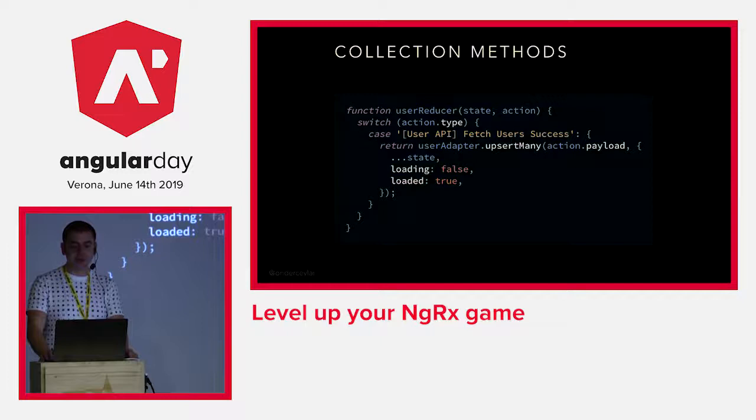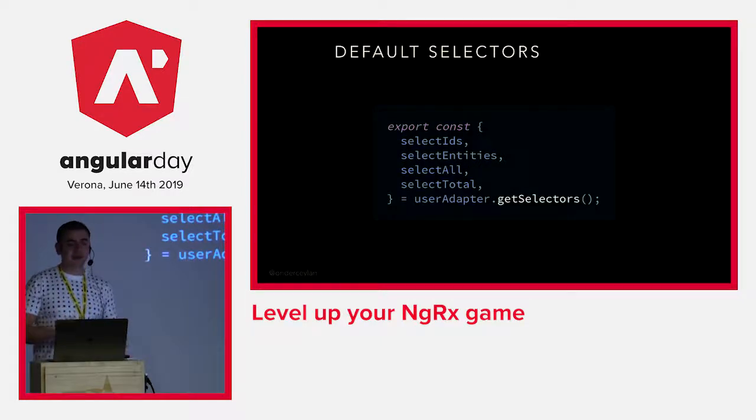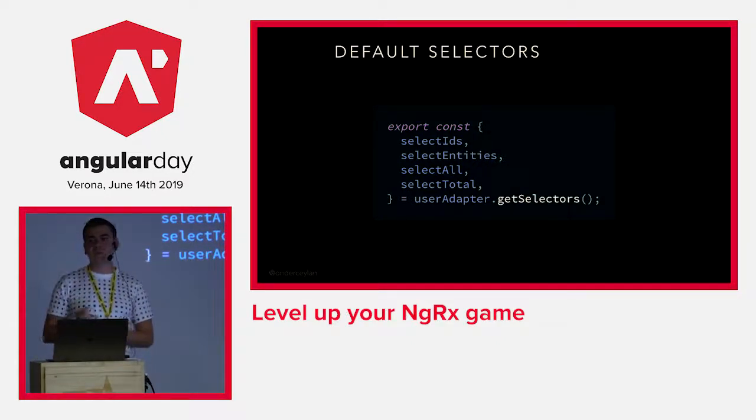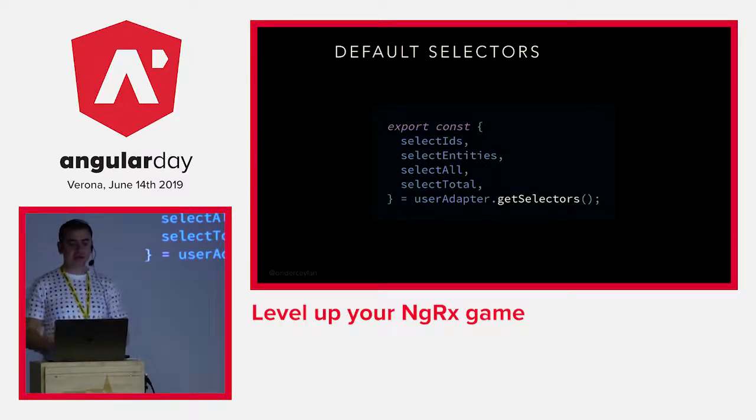For handling your collections, the entity library doesn't only provide this good way of handling large collections, it also provides us default selectors. We already know how important selectors are, and we don't need to build them anymore. The entity adapter just provides these default selectors for us, and if you want to compose them to create additional selectors, you can start composing them as well.